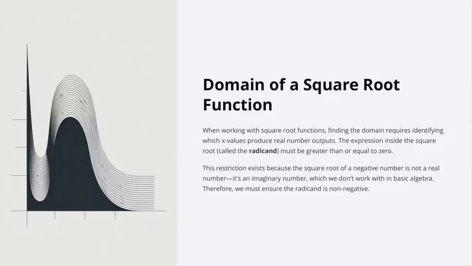It's what we call an imaginary number, and that's not part of basic algebra. So the key point here is that the radicand must be non-negative to ensure our function outputs real numbers. This restriction is crucial in understanding the behavior of square root functions and helps us determine their domain accurately.